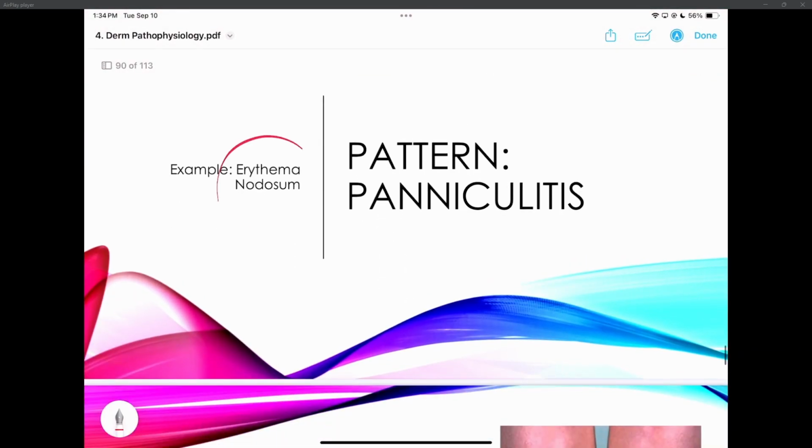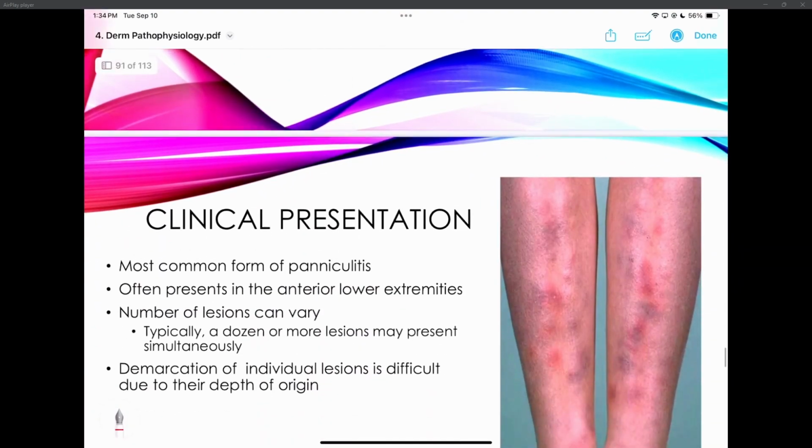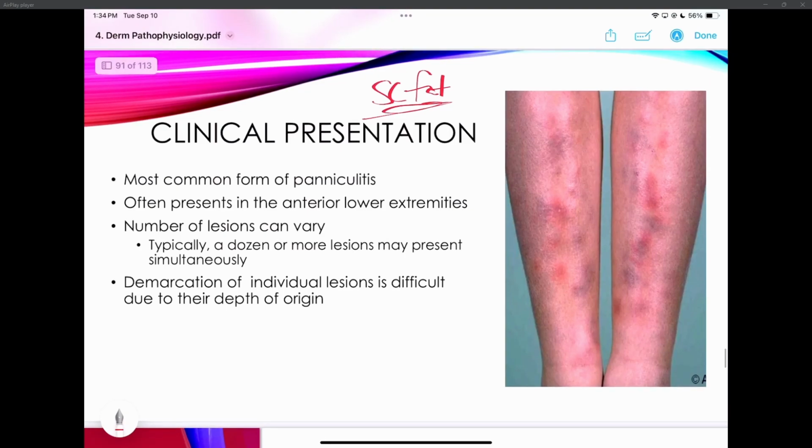The example is erythema nodosum. This is panniculitis. What's special about this is that it usually affects their subcutaneous fat. This is where a lot of this is going to happen. Subcutaneous fat layer. So most common form of panniculitis, most common in the anterior lower extremities. So on the shin areas is where you're going to see these lesions.